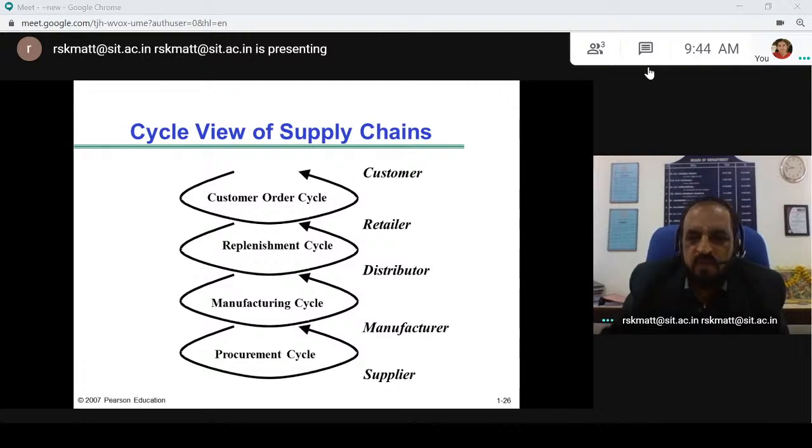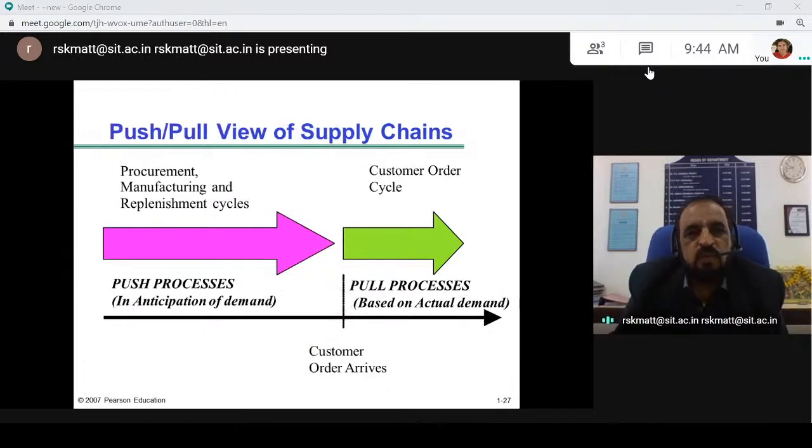5 cycles. Okay, so the customer order cycle, replacement cycle, manufacturing cycle, and the procurement cycle. That is the way the industries or the manufacturing plants procure the material. So this is called a cycle view. And the next one is called the push-pull view of supply chain.